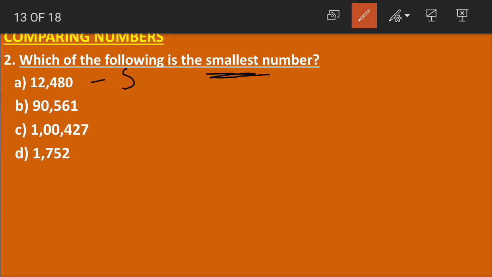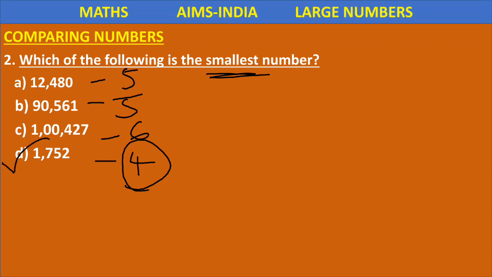Again, if you look at the number of digits, A has 5 digits, B has 5 digits, C has 6 digits and D has 4 digits. Now which of the numbers has the lowest number of digits? Option D has the lowest number of digits. So option D becomes the smallest number. Right, children?